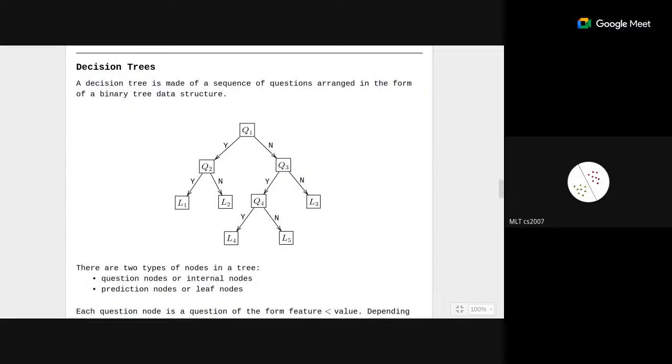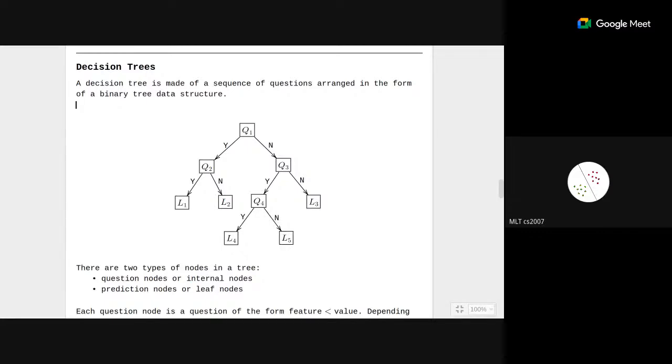So how do you find the label associated with a leaf? You look at all the data points in the leaf, and just like what we did in, not KNN, where did we do this?